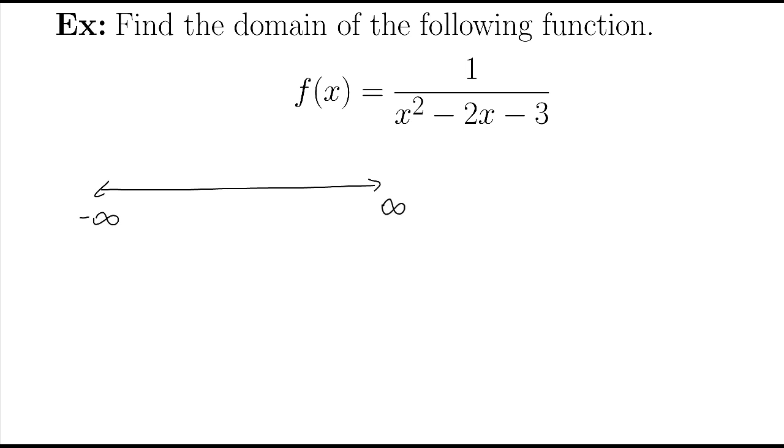We start off with a number line, assuming that all the x values are good minus a restriction or two. To determine the restrictions, we take the denominator and set it equal to 0. Okay, I need to solve this.